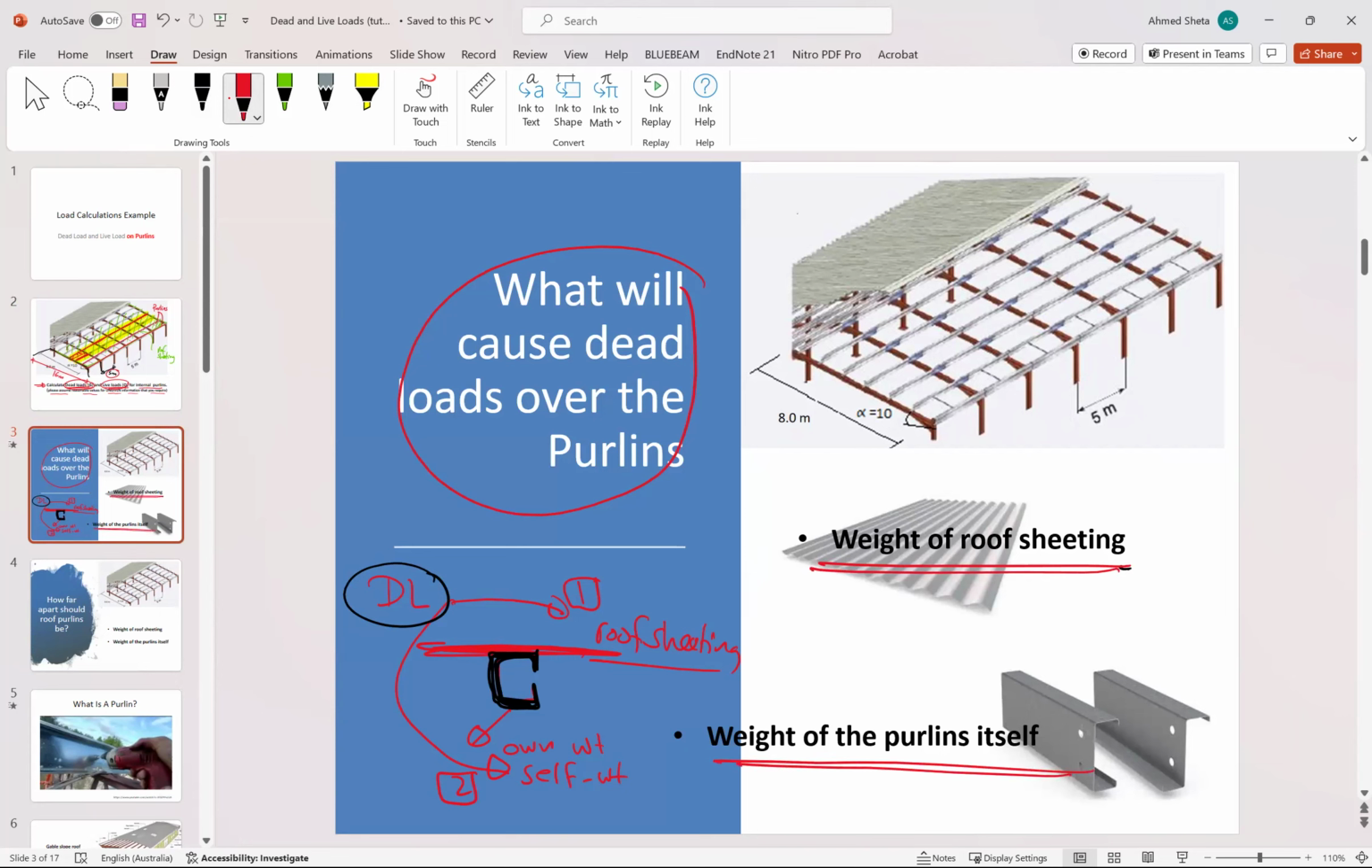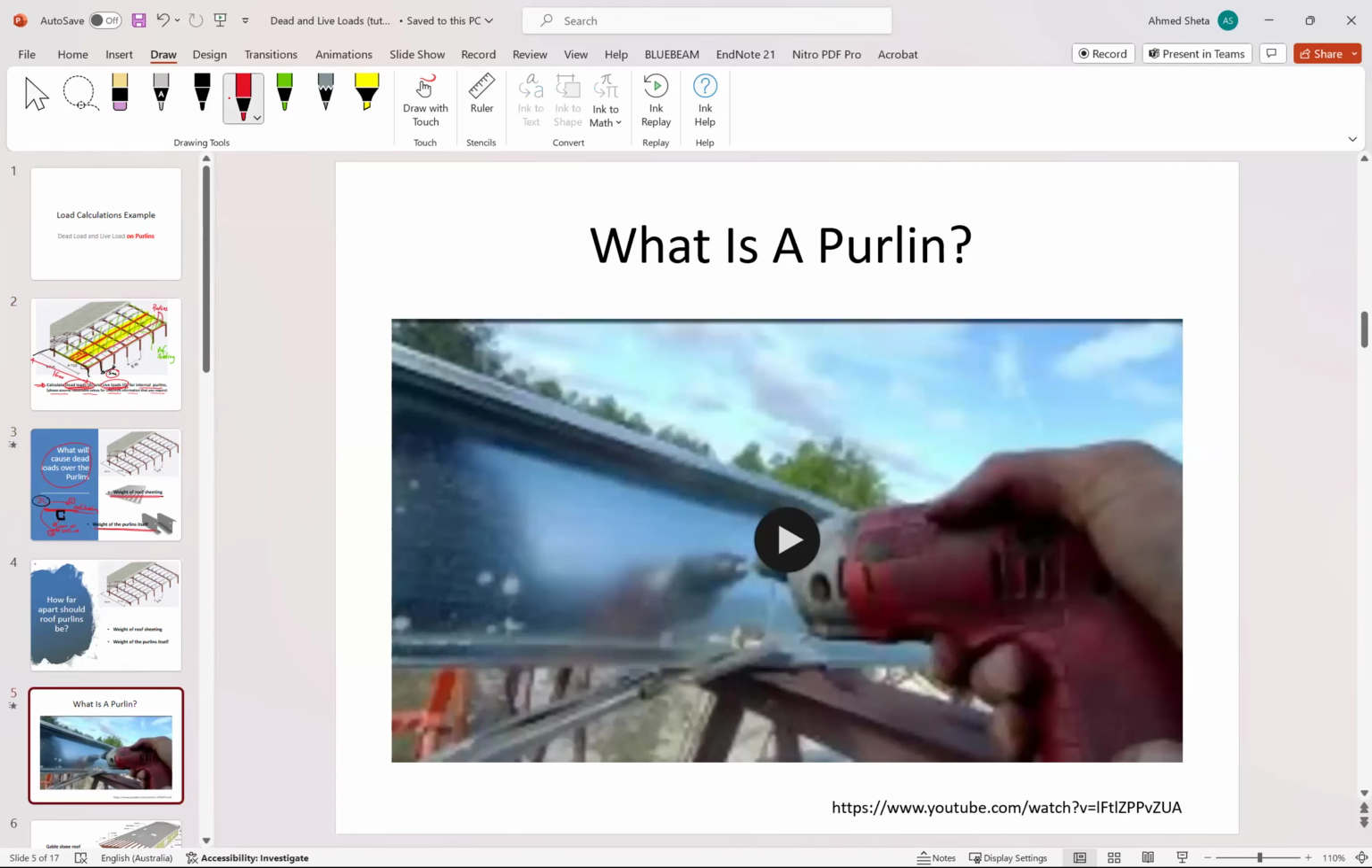Okay, before we proceed, I want to show you this video. This video is for purlin installation, to understand what purlins are and how they are installed on site. So I will open this video. It is a 4 minute video, so please watch this video.